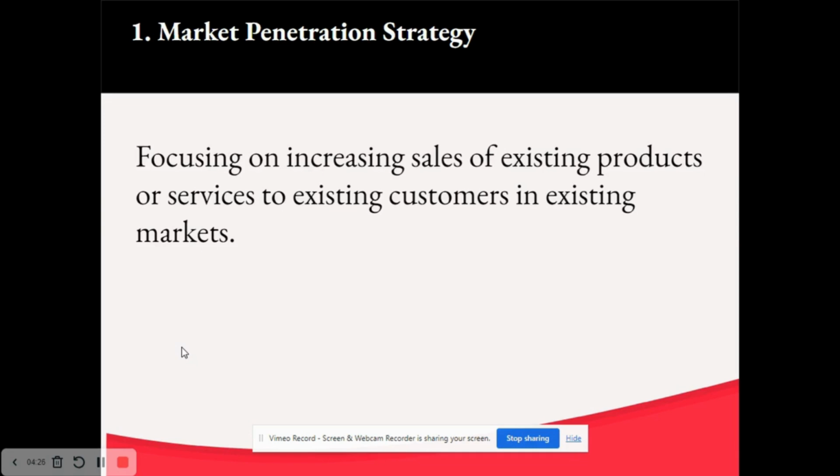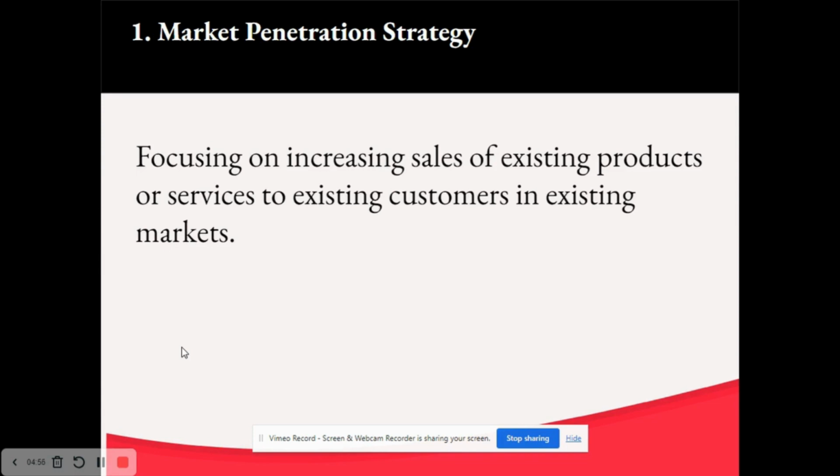The first one is the market penetration strategy. When you're talking about market penetration, it simply means that you want to increase your sales in an existing market. You already have an existing product, an existing customer, an existing market. So you want to penetrate more into the market. You want to increase your sales, your customer base, and your market share. That is what the market penetration growth strategy is.